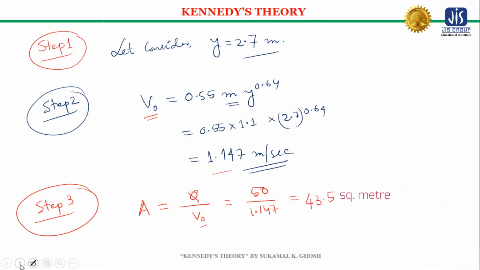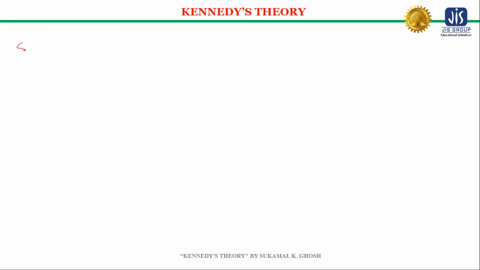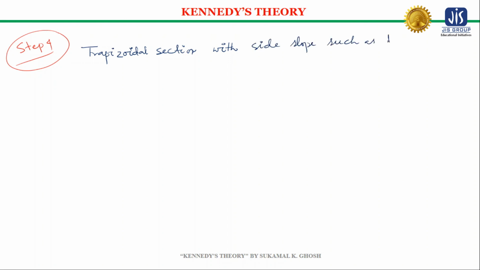Okay. Now, what was our step 4? In step 4, we need to assume a cross section for the channel which we want to design. For this assumption also, we will assume a trapezoidal channel with a side slope of 1/2 horizontal to 1 vertical, just as we assumed for the previous 2 assumptions.